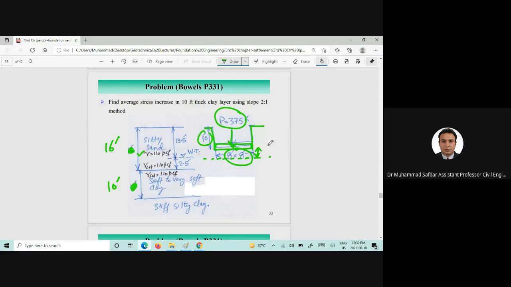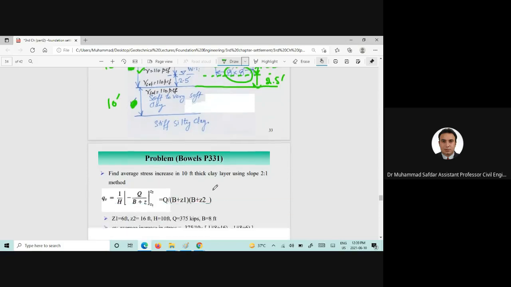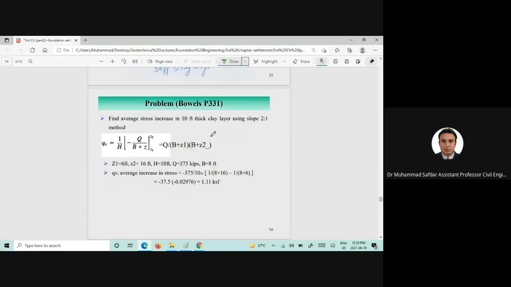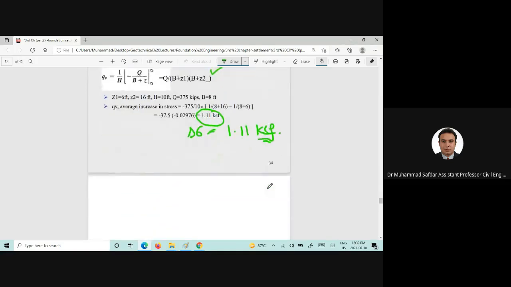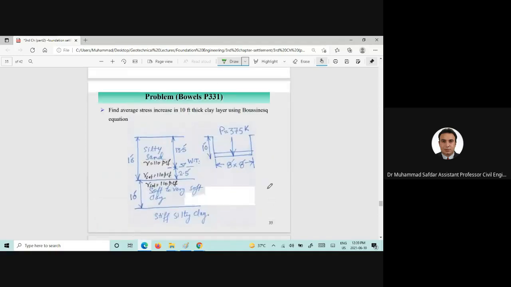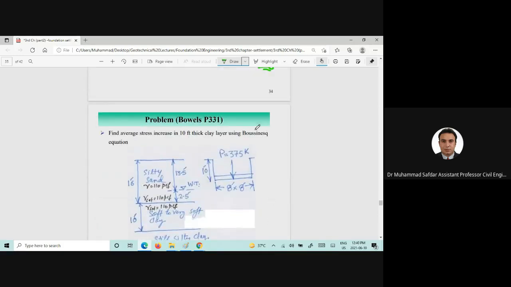This would be 3.5 feet, and this would be equal to 2.5 feet. So simply use this equation and you will come up with the delta sigma equal to 1.11 kips per square feet. Now you will use the Boussinesq method, which is delta sigma is equal to Q into M into I sigma.